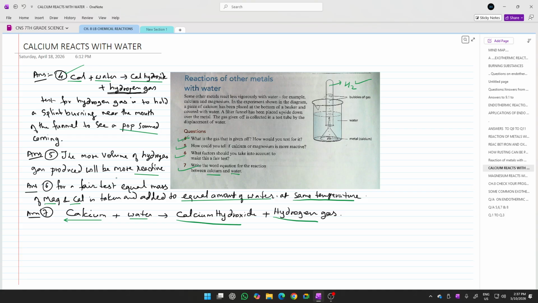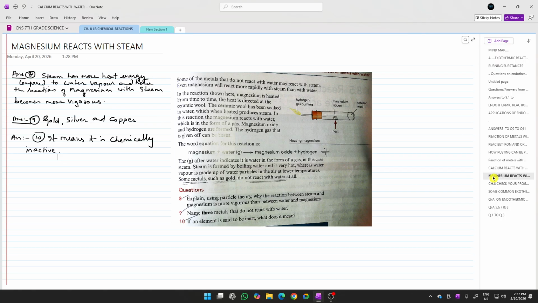So these are the first 7 questions related to this reaction of metals with water. Now let us see how magnesium reacts with water. So in this slide you can see magnesium reacting with steam. In this test tube you can see this investigation. They have taken some magnesium over here. This is magnesium metal, Mg, in powder form, and it is heated.